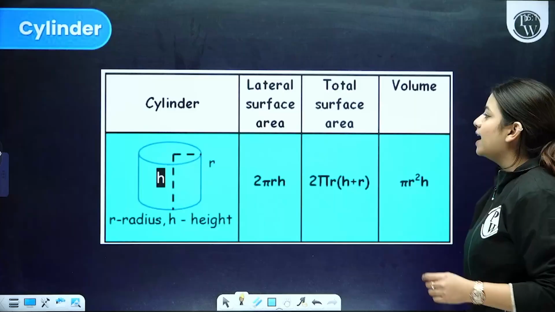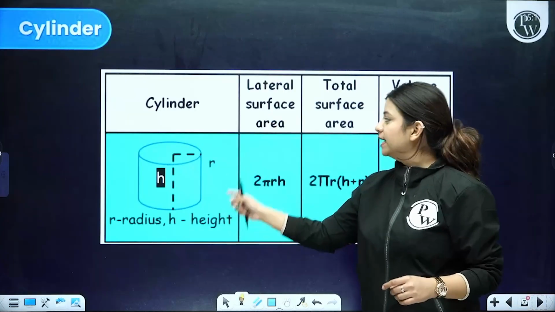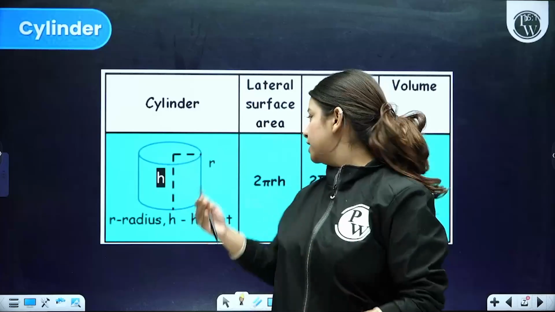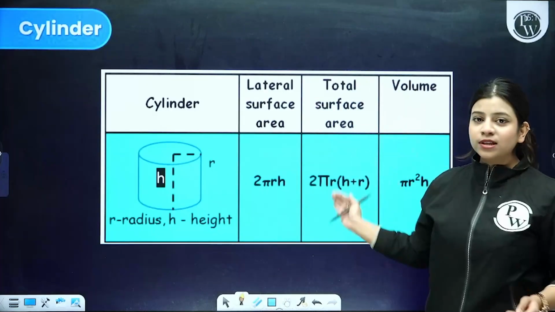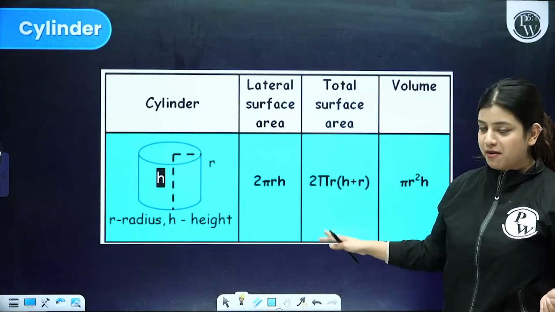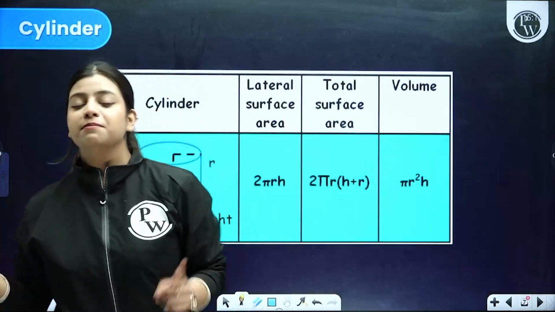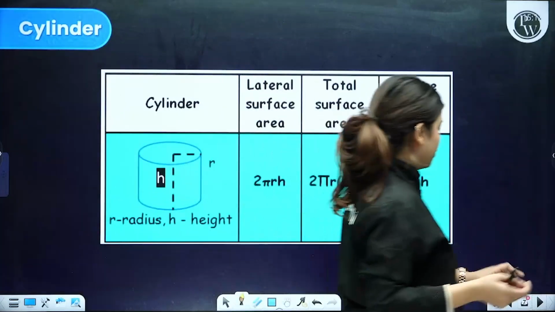So the next thing that we have is cylinder. For cylinder, the lateral surface area, basically the curved surface area, is 2 pi r h. The total surface area is given by 2 pi r (r + h), and the volume of your cylinder is given by pi r square h, right?